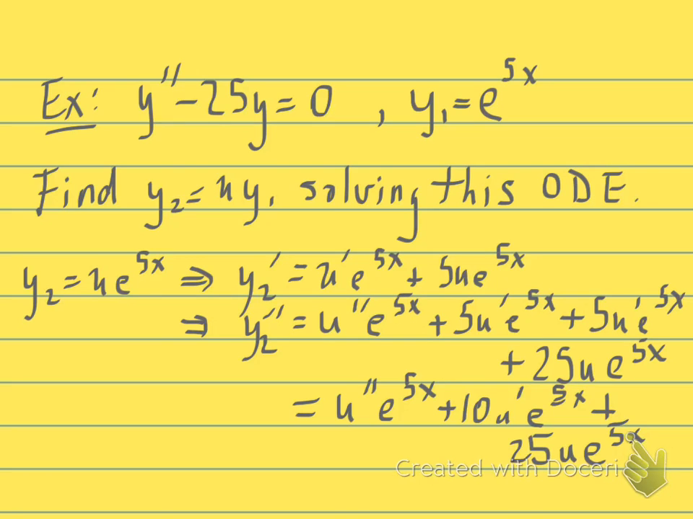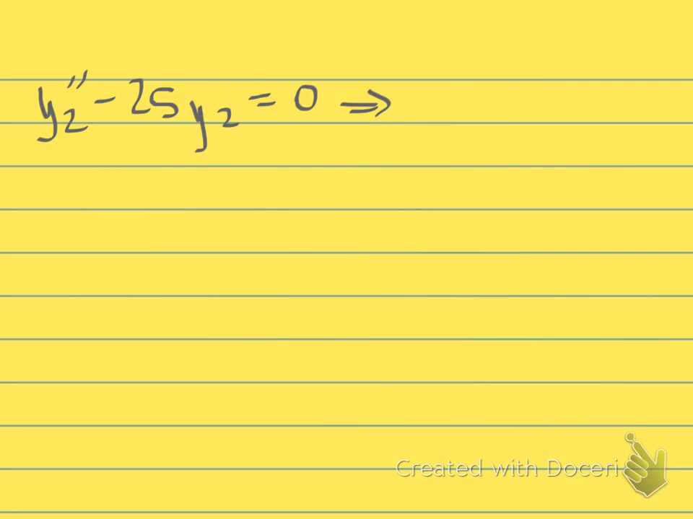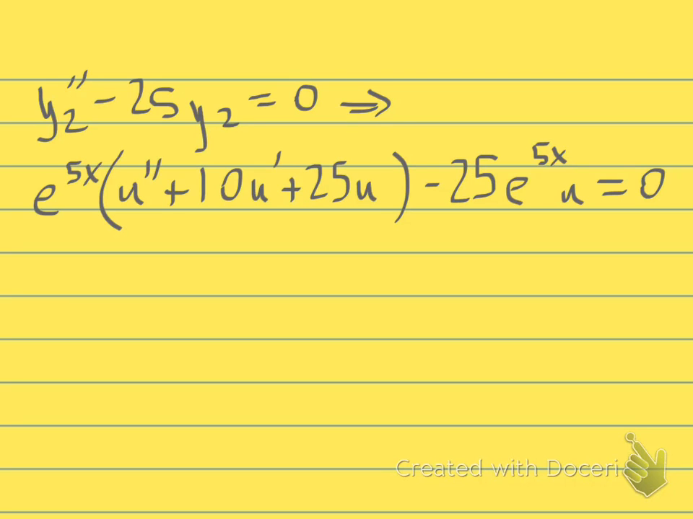In order to get a differential equation for u, I'm going to plug this all into my given differential equation, which is y2 double prime minus 25y2 equals 0. And if I do that, I get e to the 5x times the quantity u double prime plus 10u prime plus 25u, minus 25 e to the 5x times u equals 0. And we see that two of those terms cancel, and what I'm left with is u double prime plus 10u prime equals 0.